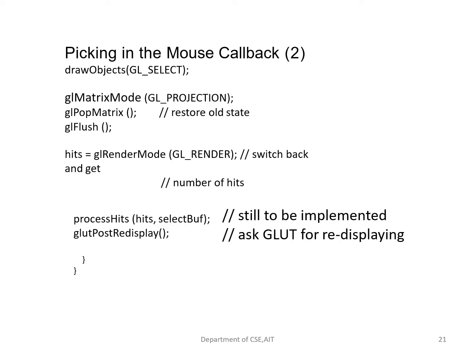This is in continuation of the previous function, that is the mouse function. Whenever we want to select an object, we are going to make use of the GL selection mode. And the pop matrix is used for restoring the old state.